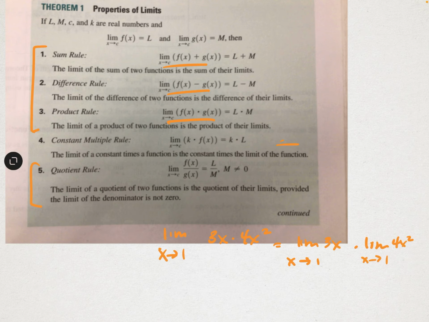And then the constant multiplication rule, number 4, is just saying if we have a constant in there, we can take the constant out and find the limit of just the function. Okay, which is nice and handy. It's just something that you can do.